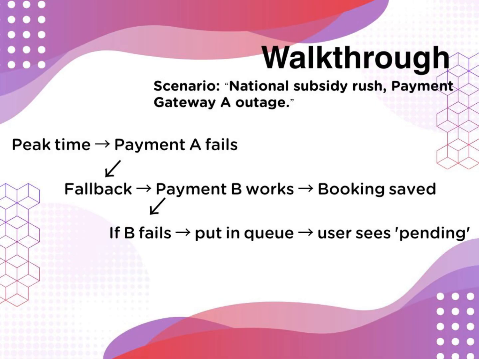So let's walk through this scenario of a national subsidy rush and payment gateway A outage. At peak time of the server, payment A can fail, and if it fails, it will fall back and go to payment B. If payment B works, the booking will be saved. This is also applied to payment A. But if payment B fails, it will be put in the retry queue and the user will see the status as pending.